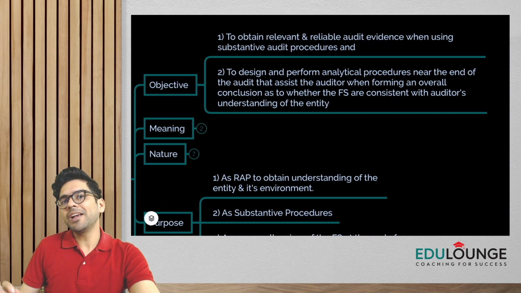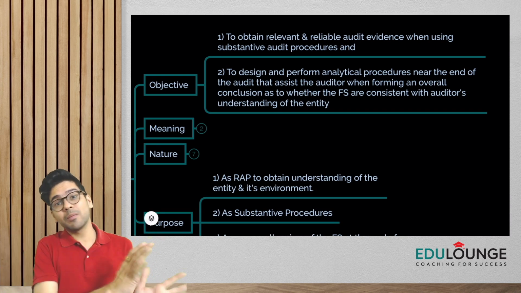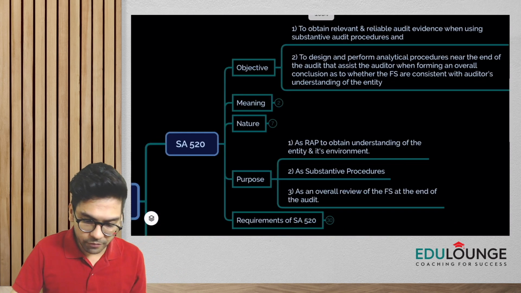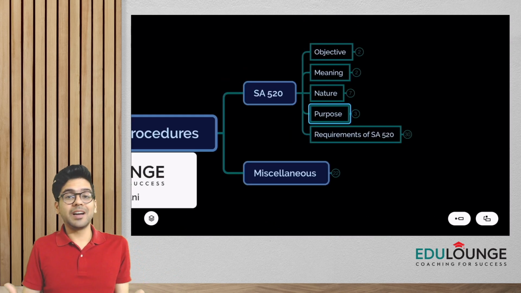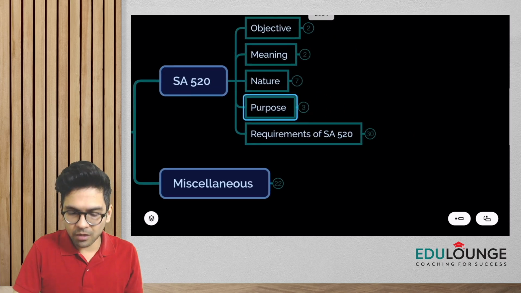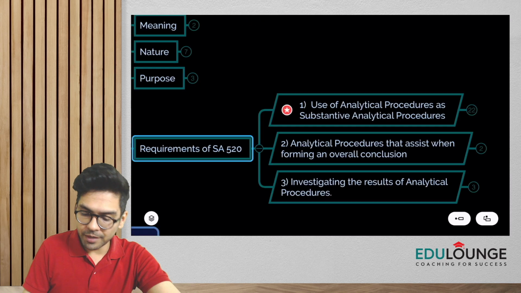Okay, sir, is analytical procedure not done in RAP? Yes, it is done, but that is taken care of by SA 315. I hope you are all clear with this. All right, so we have covered the purpose also. Now let's understand the main standard, guys. We are going to learn about the requirements of analytical procedures in SA 520.